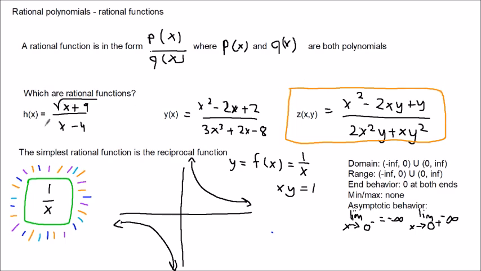Which are rational functions? Is this a rational function? Well, square root of x plus 9, is that a rational function? Even if I put a square here, it's not a rational function. Not a rational function, because the square root of x plus 9 will not simplify. Is this a rational function? Well, this is a polynomial and this is a polynomial. So yes, it is.